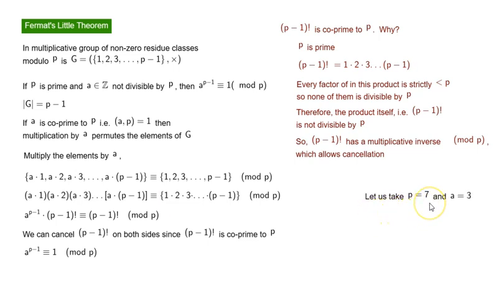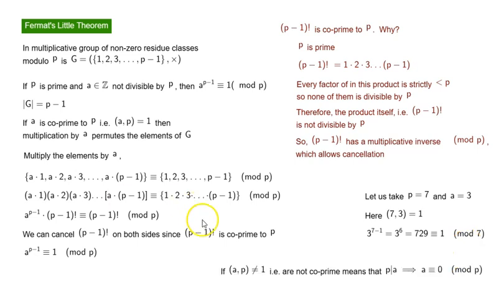Let us take P equal to 7 and A equal to 3. Now here 7 and 3 are co-prime. That means GCD of 7 and 3 is equal to 1. So let's apply this to this formula. A is 3 and P is 7. So A to the power of 7 minus 1 is equal to 3 to the power of 6, which is equal to 729. And if we divide it by 7, the remainder will be 1. So we can say 729 is congruent to 1 mod 7.